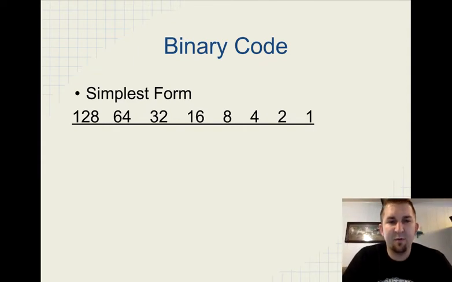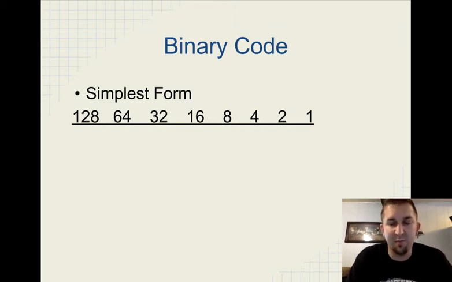Okay, we are back for part two. We stopped at the simplest form of binary code. It starts at 1 and reads from the right to the left. So 1, 2, 4, and you've noticed it all doubles.